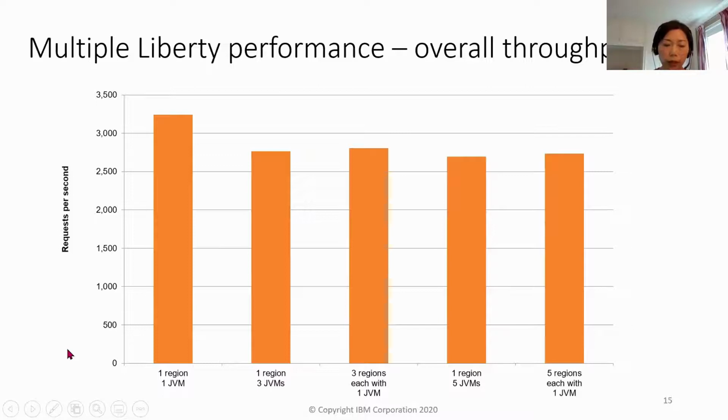As you can see, the overall throughput, that's the number of requests per second across all the JVMs for all the setups. For the setup of one JVM in one region, you get the most requests, so it has the highest throughput compared to the other setups. This is because the JIT would optimize the code path, because it has more requests going through that one JVM.